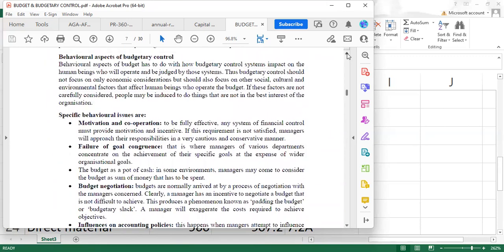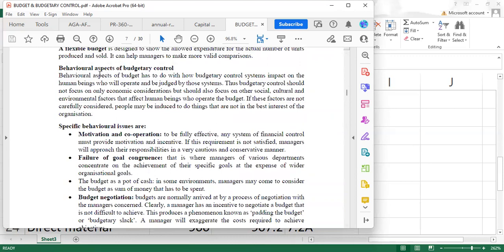These are the issues. Behavioral aspects of budgetary control. These are the behavioral issues. The first one is motivation and cooperation. To be fully effective, since they are not involved, they will not be able to work together as individuals. So the first one has to do with motivation and cooperation. There won't be any cooperation. I have spoken about demotivation already.